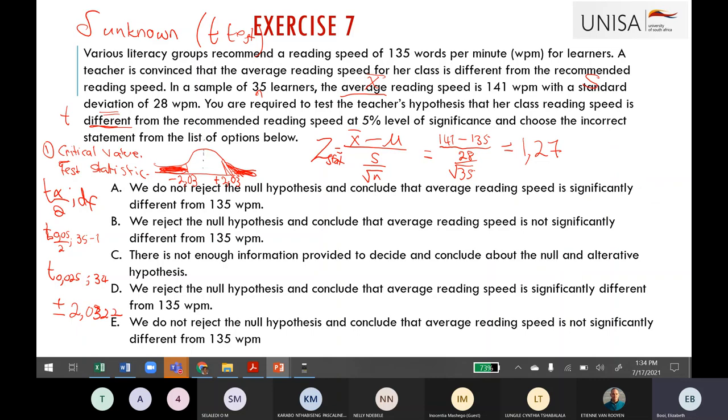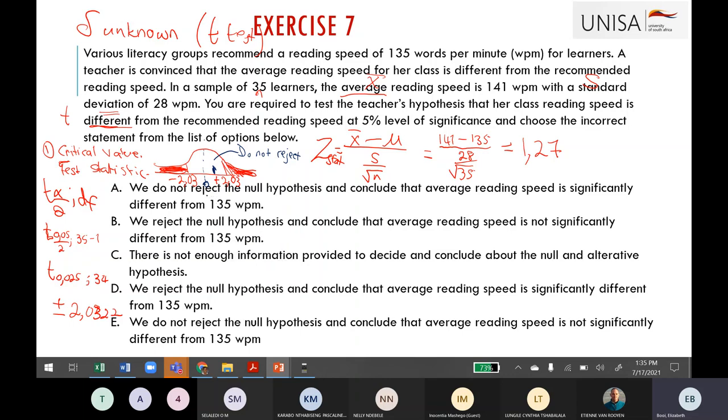If this is zero in the middle, where does it fall? It falls somewhere in the white shaded area. Therefore, it falls in the do not reject area. So before we make our decision, we can look at the options, because the decisions are the first sentences, the first three or four words that appear here.